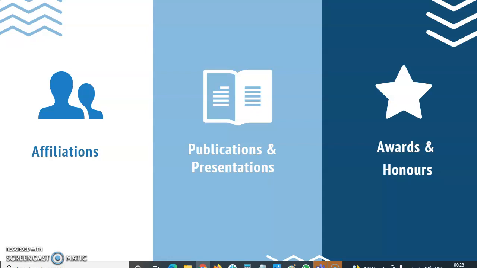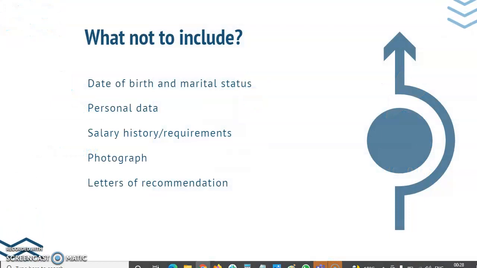Now, let's check some don'ts of resume writing. You don't need to include your date of birth or marital status because that is personal information not required in a resume. You don't need to include your personal data like height, weight, or ethnicity. Salary and other compensation discussion can happen later on in the interview process. A photograph is also an unnecessary addition to your resume if you are not into acting or modeling profession. Letters of recommendation and references need to be given to the recruiter only on request.